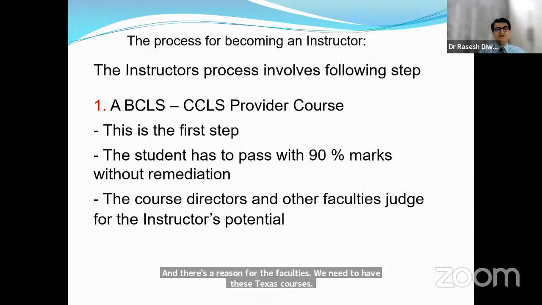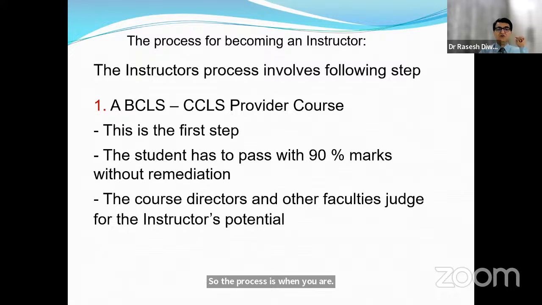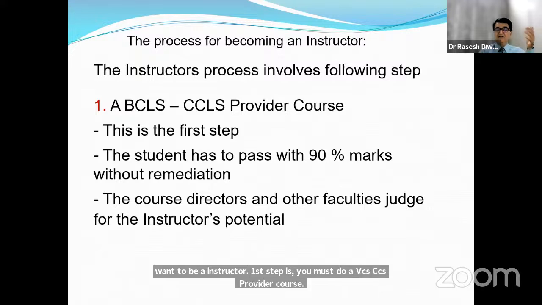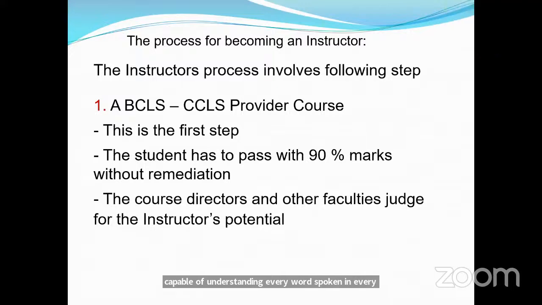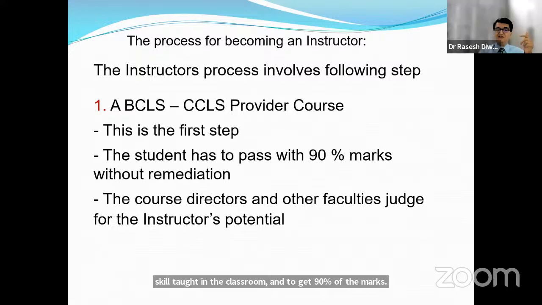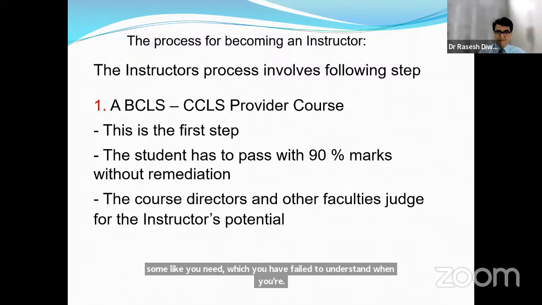So the process is, when you want to be an instructor, the first step is you must do a BCLS CCLS provider course. The instructor potentials, those who want to be an instructor in future, have to pass the test with 90% marks without remediation. So there is an important criterion. That means you are capable of understanding every word spoken and every skill taught in the classroom and getting 90% of the marks. And if you need remediation, that means there is some lacuna which you have failed to understand when your faculties were talking to you.